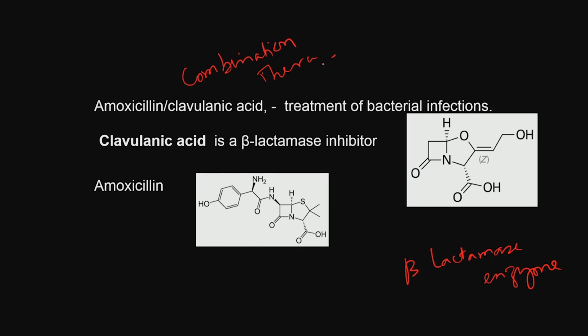Because the beta lactamase enzyme started degrading the beta lactam ring, they started giving 2 drugs in combination. So, this particular clavulanic acid will go and bind to the beta lactamase enzyme, that is a beta lactamase inhibitor, whereas the amoxicillin will start working on the cell wall, thereby the bacteria will get killed.